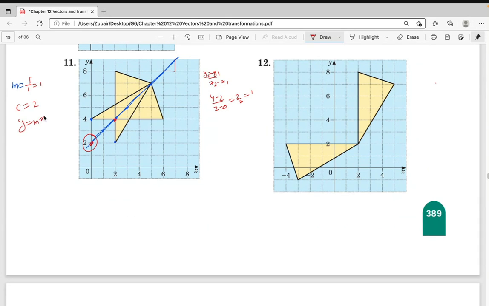So y equals mx plus c, y equals 1x plus 2. So y equals x plus 2 is the line of reflection. Question number 12. What is the equation?